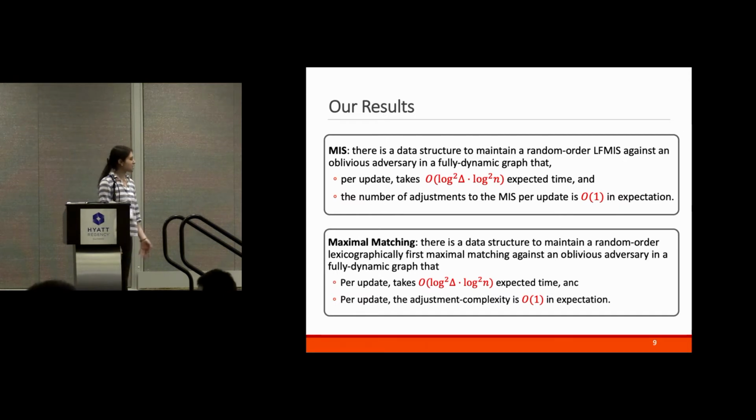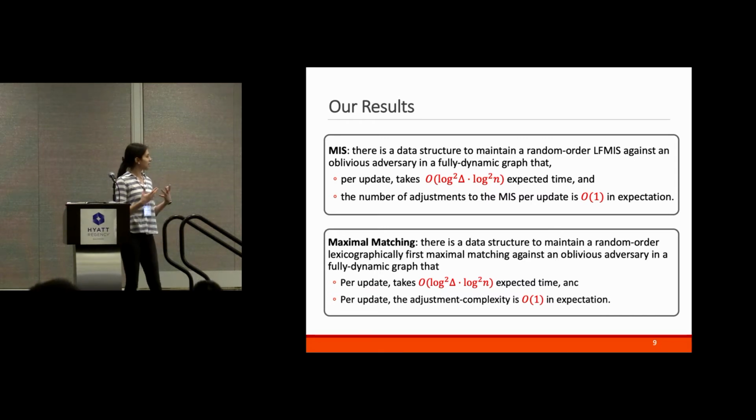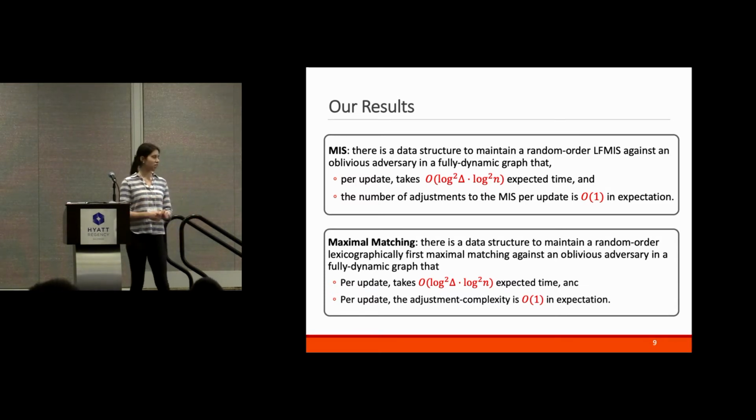So here is a summary of our results. For MIS, we designed a data structure that maintains a random order lexicographically first MIS. It's a specific type of MIS. I'll explain what it is later. Against an oblivious adversary in a fully dynamic graph, per update it takes polylogarithmic time in expectation, and the number of adjustments to the MIS is O of 1 in expectation. We also show that similar ideas work for maximal matching, and we get the same results for that.